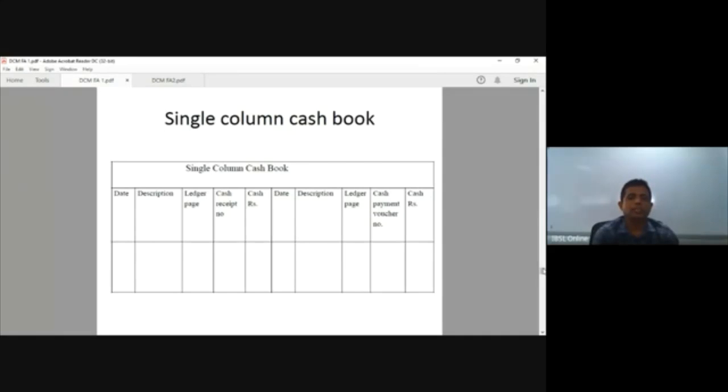Now, this is the basic format for a single column cash book. You have date, description, ledger page, cash receipt number, and cash. A single column cash book is used by entities that do not use check transactions. They don't accept checks. They don't issue checks. They only use physical cash and notes for transactions. Under the debit side, you have the cash receipt number. Under the credit side, you have the cash payment voucher number.